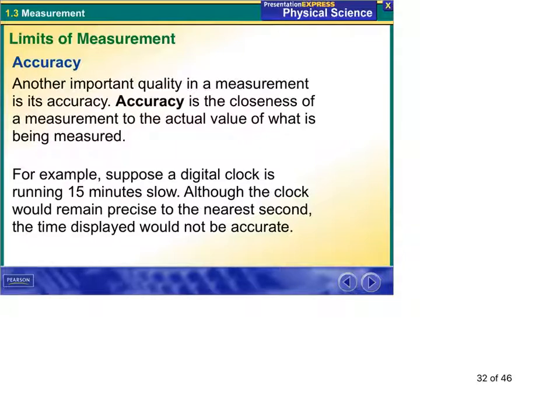Accuracy, another related thing. Accuracy is the closeness of a measurement to the actual value. So is it actually the right answer? So the right number. Precision is basically how many decimal places we can report. Accuracy, is it really the right thing? If a digital clock was running 15 minutes slow, we could use that clock, but it's always going to be wrong. It's always going to be off. It's not going to be accurate.